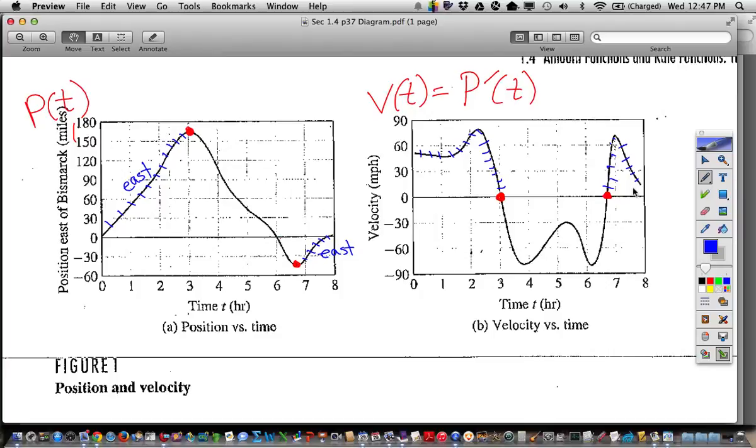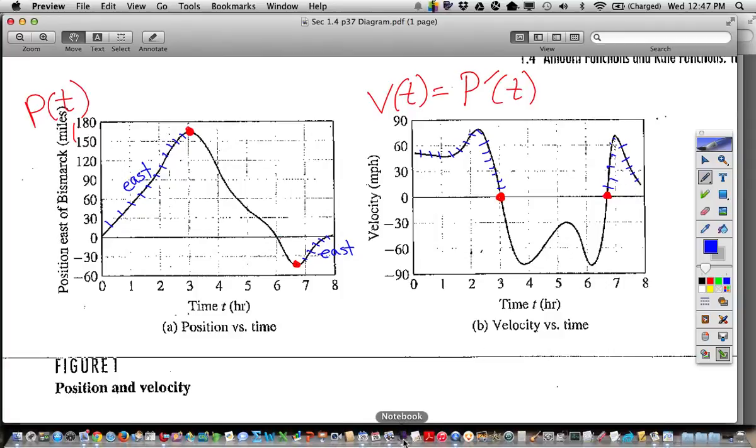Even when we cross here, it still is negative. Why? Because we're going westward the whole time. He was over here east of Bismarck, goes west, west, west, gets to Bismarck, and keeps going west. Right? So his velocity is negative that whole time. All right, now, back to our notes.